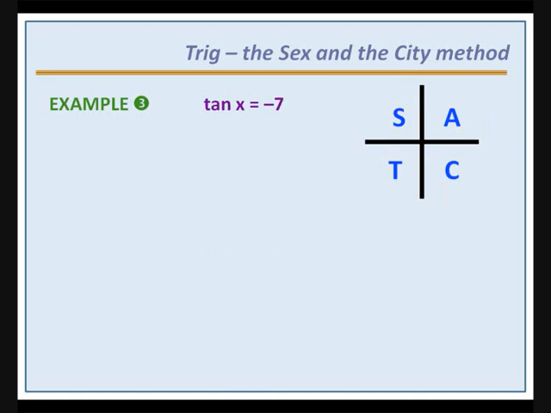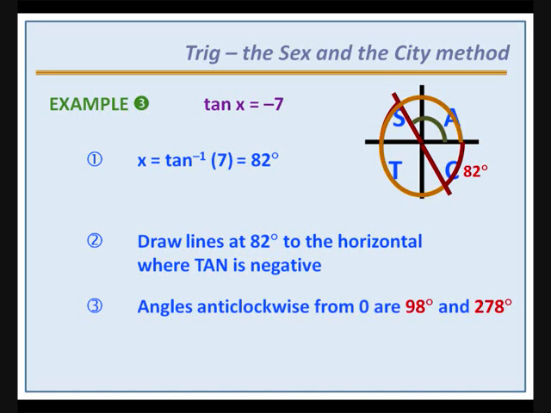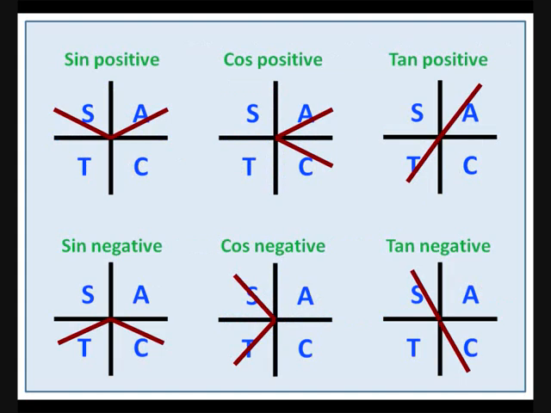Example 3. Tan x is minus 7. As before, the inverse tan of positive 7 is 82 degrees, so we draw lines at 82 degrees to the horizontal, where tan is negative, which are the S and C quadrants. Then the angles anticlockwise from 0 are 98 degrees and 278 degrees. And to finish off, here are the 6 diagrams, 3 for sine, cos and tan being positive, and 3 for sine, cos and tan being negative, and where you draw the acute angles.